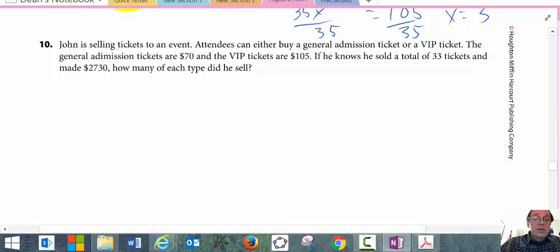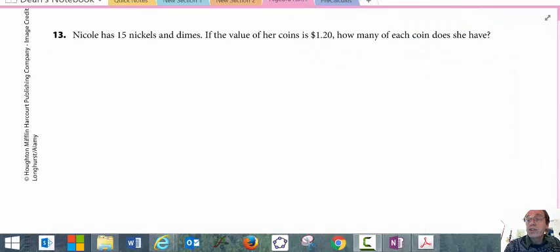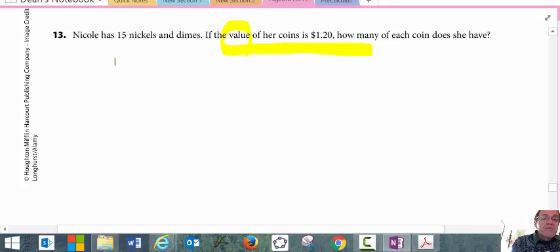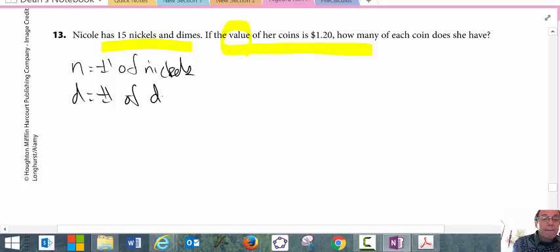Now I'm going to do one more question that's like this. Okay, there's one other question that can be a little confusing, and this is number 13. The main thing here is deciding what the value is, the value of her coins. The count is too easy. You guys can figure that out. I would use the variables n and d. N stands for the number of nickels, and d stands for the number of dimes.